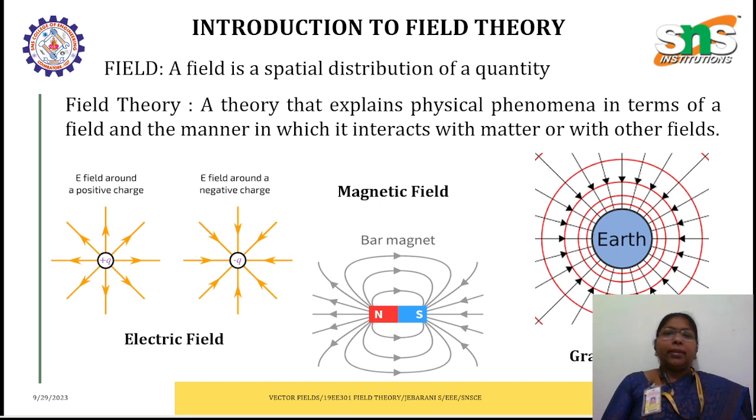Like if we study a field around a conductor, we call it an electric field. If we study the magnetic pattern around a magnet, we call it a magnetic field. And if we study the gravitational field that exists around the earth, we call it a gravitational field.